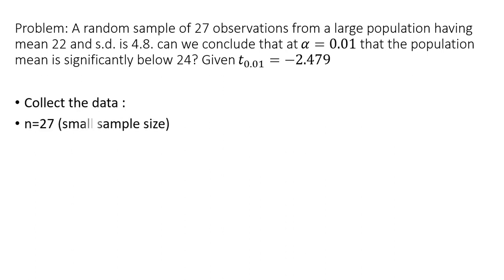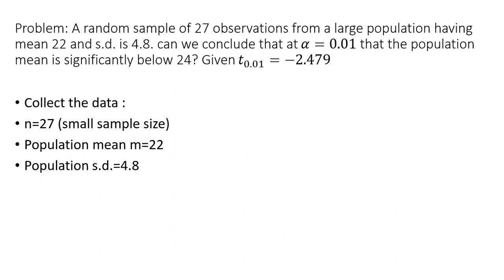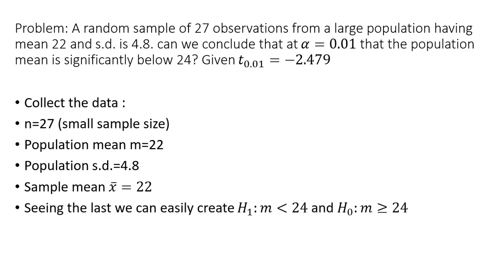Collect the data. N equal to 27, fairly small size data. Population mean m equal to 22. From the problem, population standard deviation is 4.8. Population standard deviation is given, so you can use the t distribution, you can use the Z distribution as well. Sample mean x bar equal to 22. Look at the last line: alpha equal to 0.01, that the population mean is significantly below 24. Below 24, we will set as H1 and greater than or equal to 24 as H0.